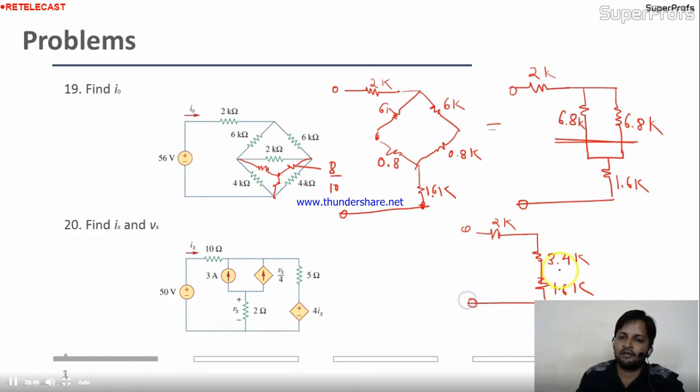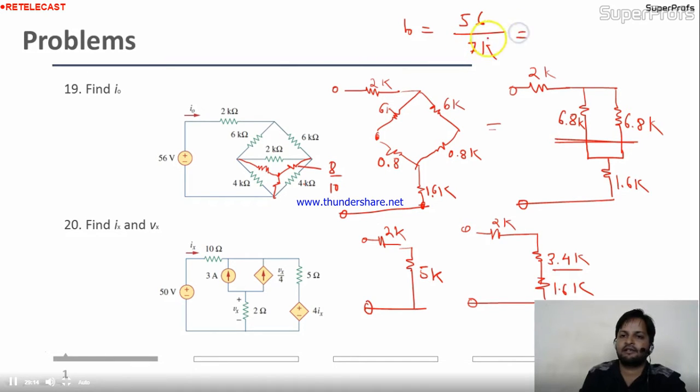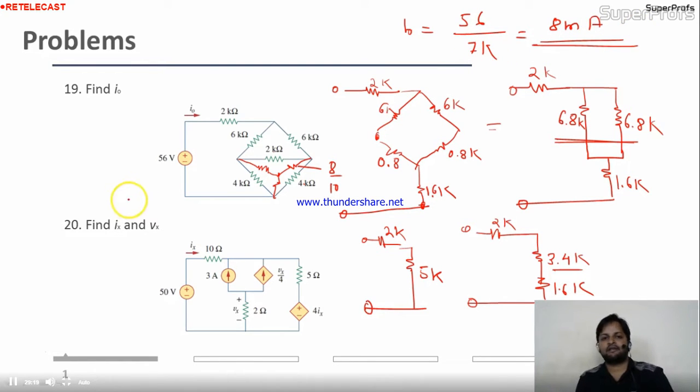Okay. Now 3.4, 1.6, they are connected in series combination. This is 2K. This is nothing but 5K. Is it okay? 2K, 5K, they are connected in series and the total is 7K. So finally your current I naught is nothing but 56 divided by 7K. So this is 8 milliampere. Is it okay? As simple as that.